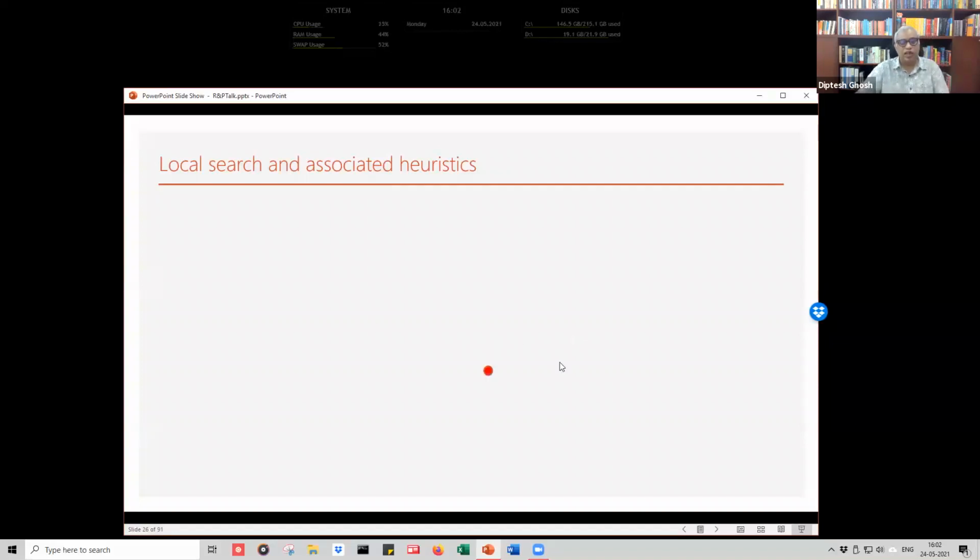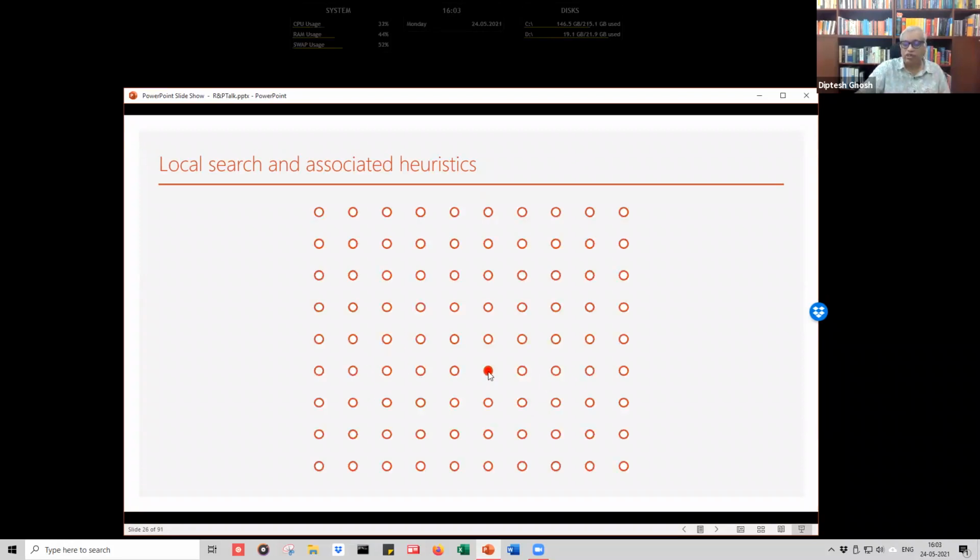Let us suppose that we have a solution to a problem. Every dot that I have out here represents a solution. So let us suppose that this red dot marks the current solution that I have for any problem, and this would be the output of some construction heuristic. Okay, and now this solution is just one solution among a whole bunch of solutions that are possible.